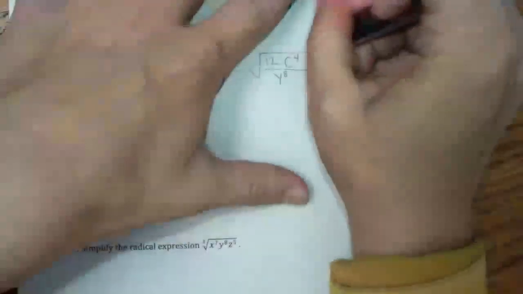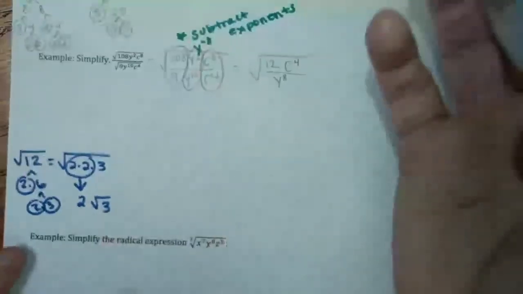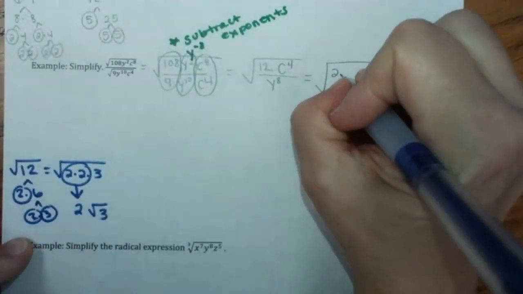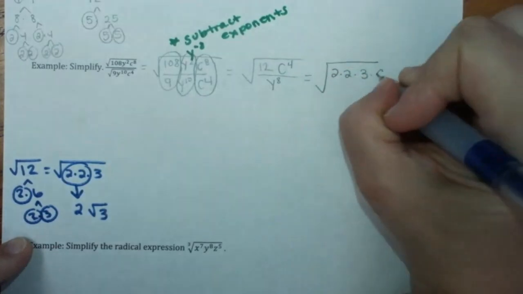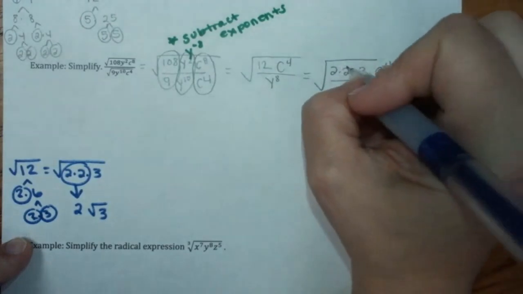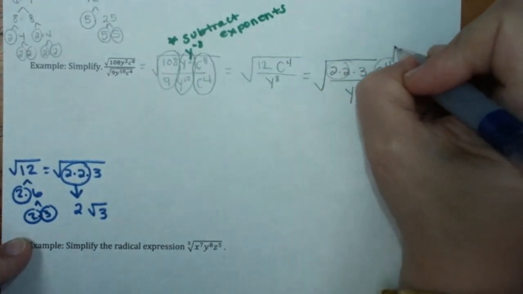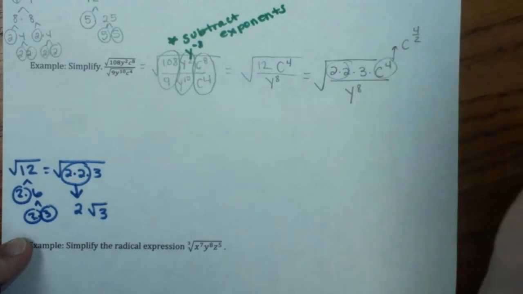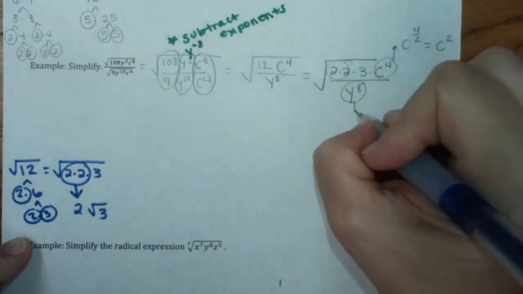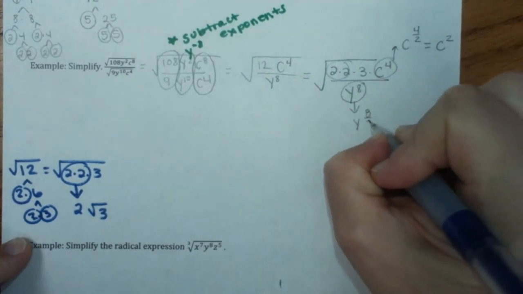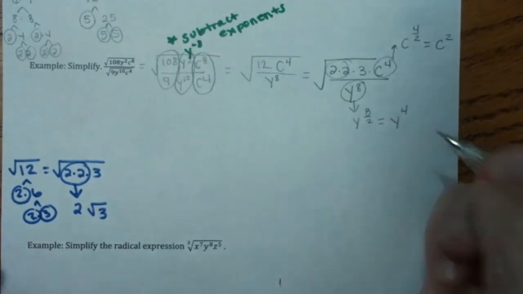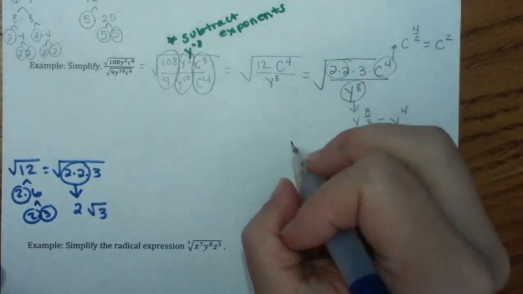Or if you want to say, we have the square root of 2 times 2 times 3 times c to the 4th divided by y to the 8th. So these 2's are coming out. We're going to take out c to the 4 divided by 2 because we're taking out groups of 2. So that means c squared is coming outside the radical. Likewise, I have 8 y's, and I'm taking out groups of 2. That means 8 divided by 2 would give me 4 groups are coming out. So the only thing that's left underneath the radical is that 3.